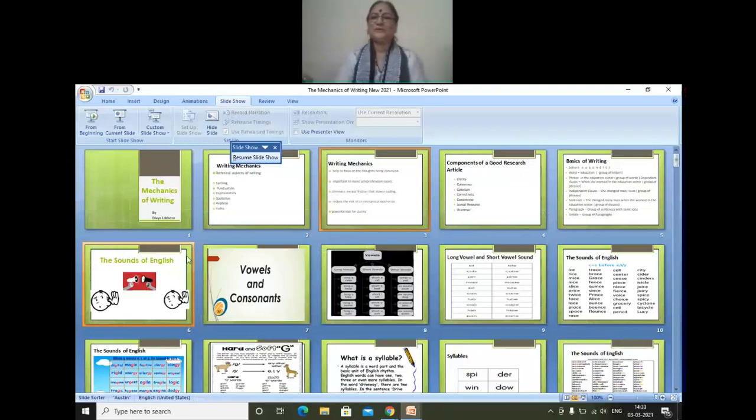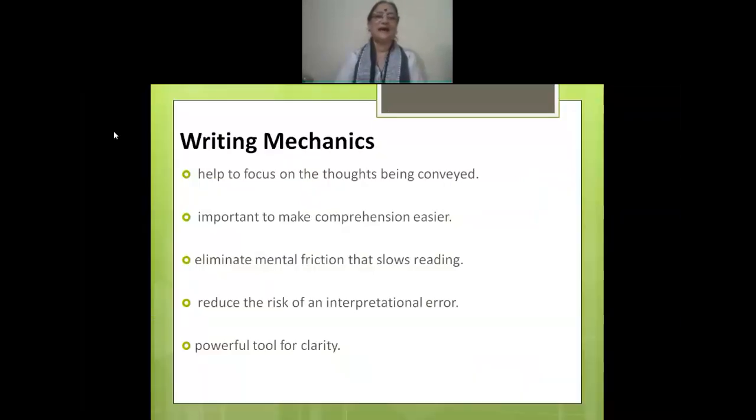So, everything begins with sound, right? हर चीज में तो साउंड है, बोलने में साउंड है, सुनने में साउंड है। तो इंग्लिश लैंग्वेज में भी हमारे जो बेसिक यूनिट है वो क्या है?